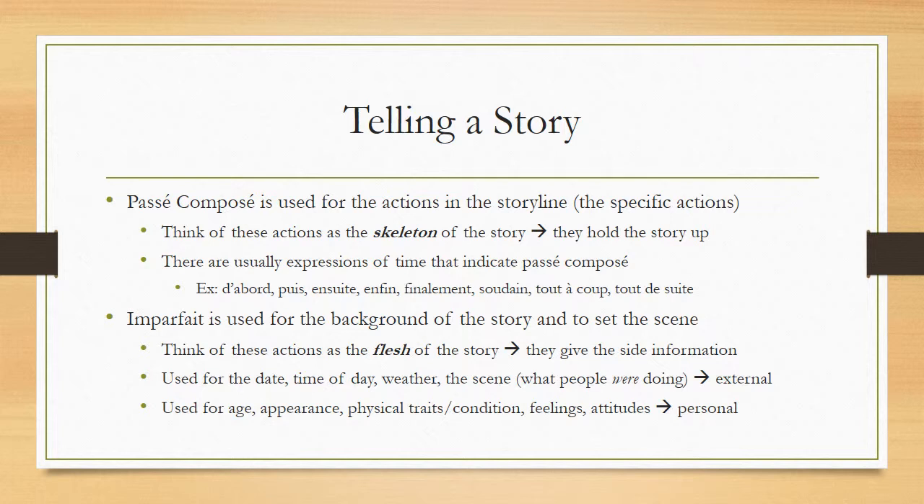The imparfait is also used for age, appearance, physical traits and conditions, feelings, and attitudes. And it's used for these things because typically these are usually things that are happening over a period of time in the past.